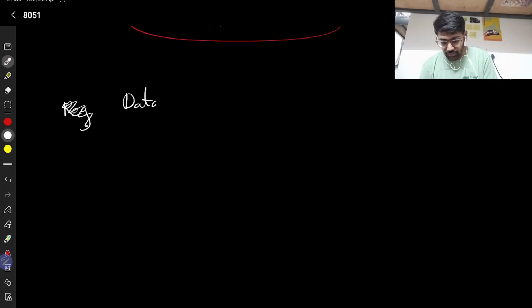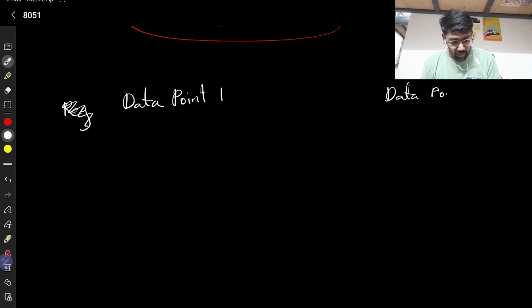We'll be having data points 1, and let's say data points 2, and let's have another data and another register. Let's say it is R3.